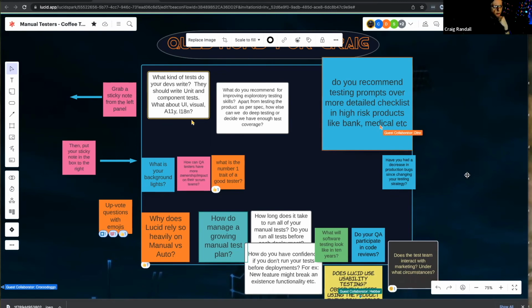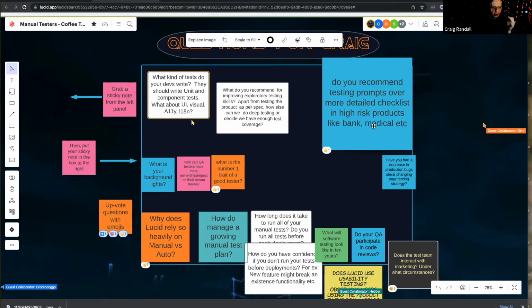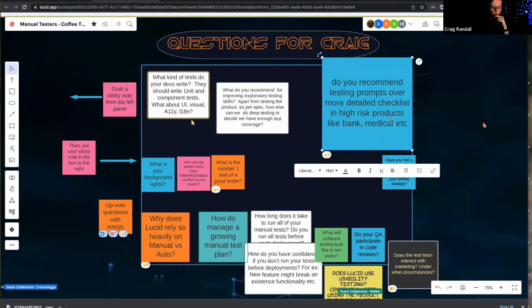Accessibility is something that we're doing more of now, and I18N, same thing. We've been doing that for a while, but all of that should be at the unit or component level.